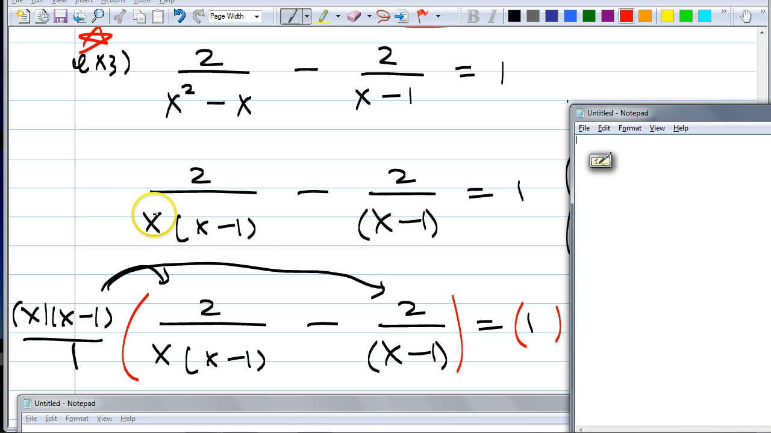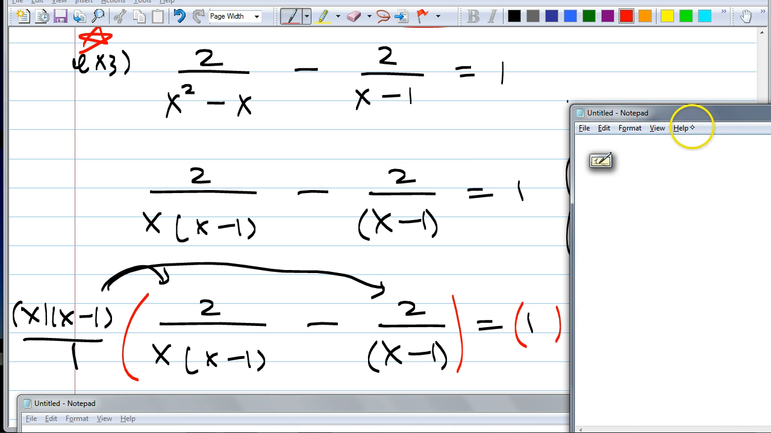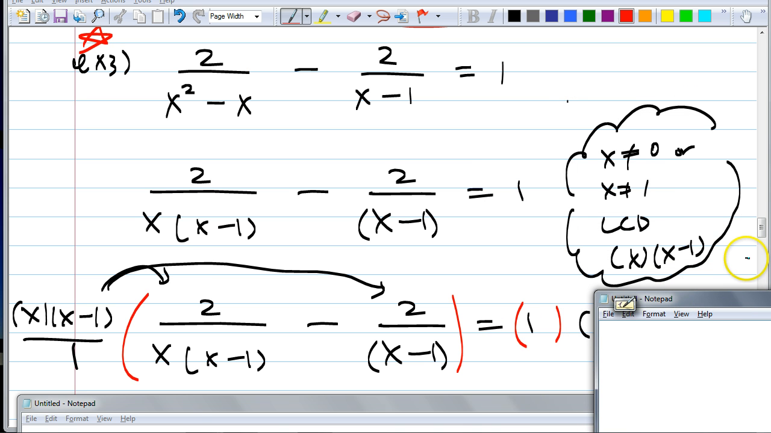x can't be what, first of all? 0. If x was 0, the whole thing is undefined. And what about this one? x can't be 1. Think about it. When will x minus 1 be 0? We add 1 to both sides. x can't be 1, right? So there are 2 restrictions that you got to think about, and the LCD was what we just said.